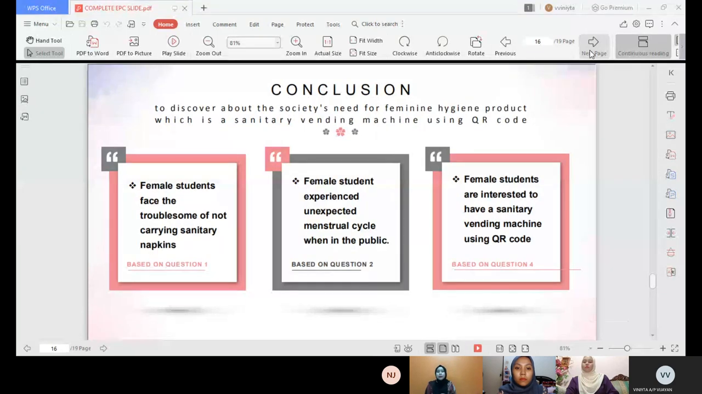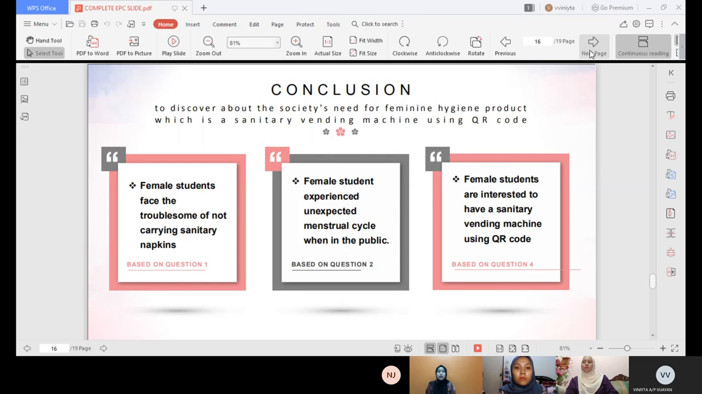Okay, part B. Next, we go to questionnaires part B. The questionnaire is to discover the society's needs for feminine hygiene products, which is a sanitary vending machine using QR code that will bring benefits to the students. From part B, we found that most of the UTEM female students faced the trouble of not carrying sanitary napkins and suddenly having a menstrual cycle in a public place.